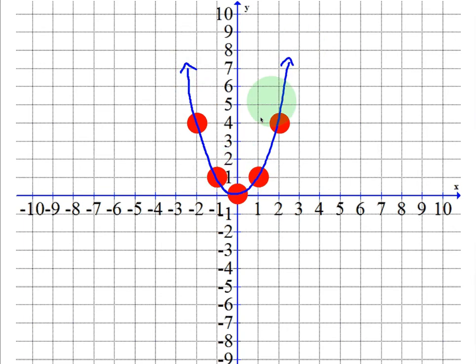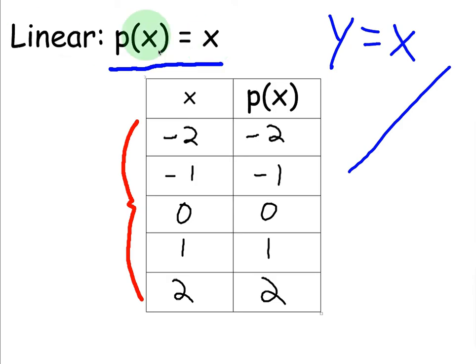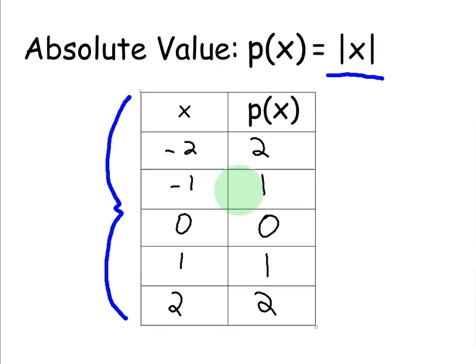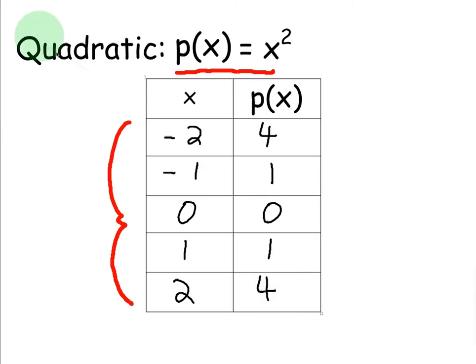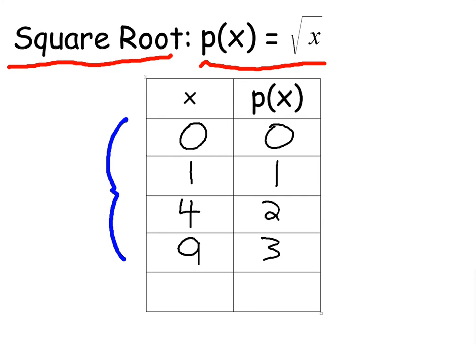Again, this is another parent function. This is our third parent function. So far we have the linear, because it's a straight line. Then we have absolute value, which looks like a V-shape. And then we have the quadratic, which has the shape of a parabola. And I will be quizzing you on the shapes of these.